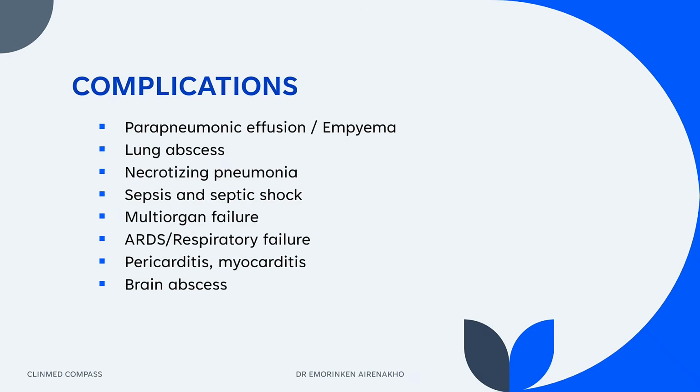If untreated or severe, pneumonia can lead to the following complications: parapneumonic effusion, empyema, lung abscess, necrotizing pneumonia, sepsis, septic shock, acute respiratory distress syndrome, respiratory failure, even pericarditis, myocarditis, or brain abscess. Early recognition and treatment helps to prevent these complications.